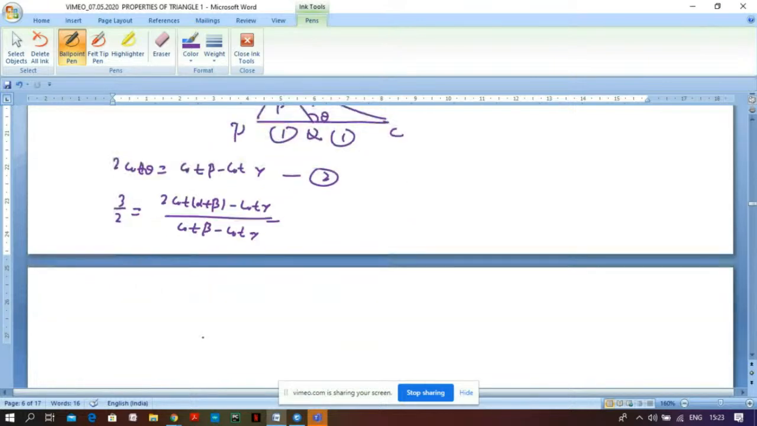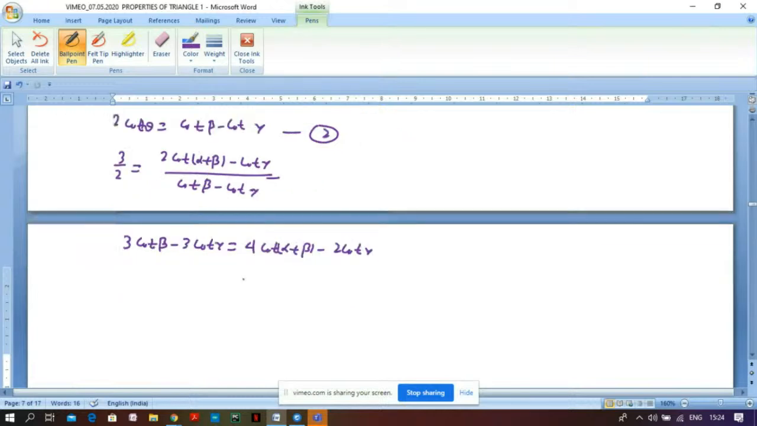Now just use all the things. So I will cross multiply. So this is 3 times cot of beta minus 3 times cot of gamma is 4 times cot of alpha plus beta minus twice of cot gamma. Now a lot of things are there, so first I will write this one, that 3 cot beta minus this one. So what we can do, we can of course write 3 cot beta and minus cot gamma. So that is 2 cot gamma.